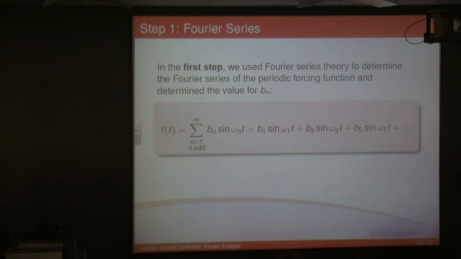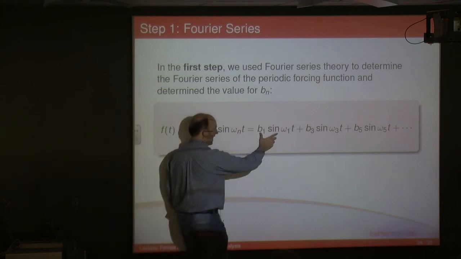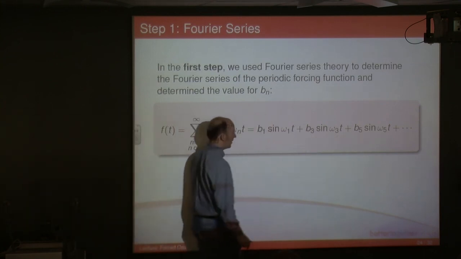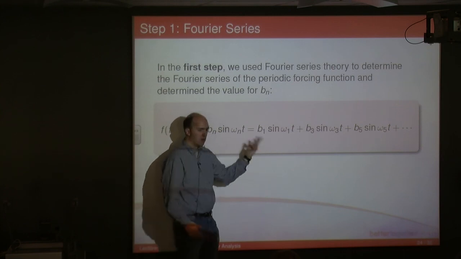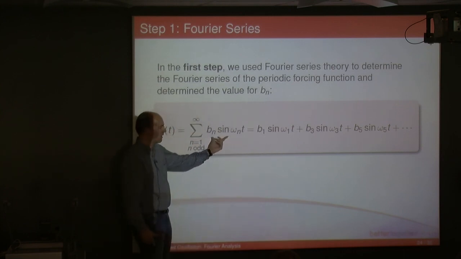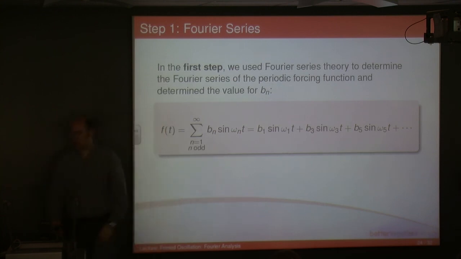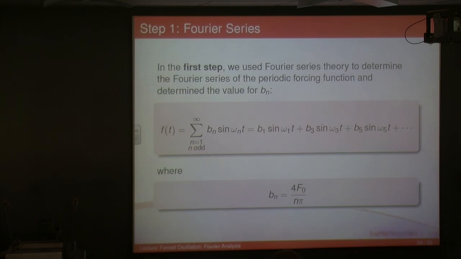Now for each one of these terms, we've got to find x of 1, x of 3, x of 5 and so on, based upon this. So what we're actually going to do is find x of n, because it's going to be the same process for all of those terms. And where b of n we know is, for n odd, 4 f naught upon n pi. When n is even, b of n is 0, so we don't consider the even terms. We just look at the odd terms. So when n is odd, b of n is 4 f naught upon n pi. That's what we found.